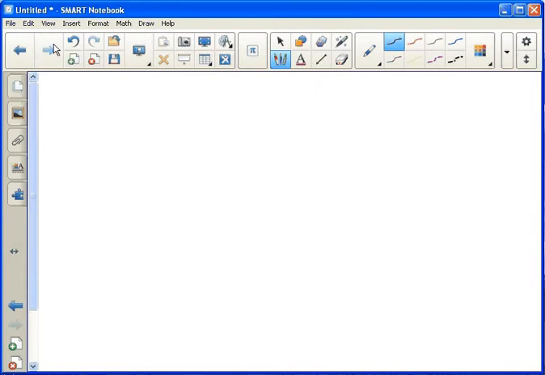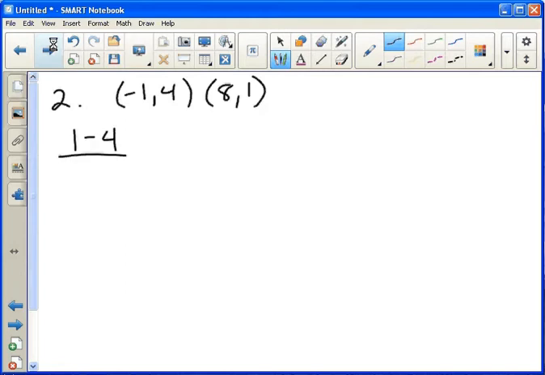Question 2 says write the equation of the line that passes through the points (-1, 4) and (8, 1). We need to find the slope. As I said previously, we need a slope and a point if we're going to be able to find the equation of a line. So we use the slope formula, y2 minus y1 over x2 minus x1. So you get -3 over 9 or -1/3.